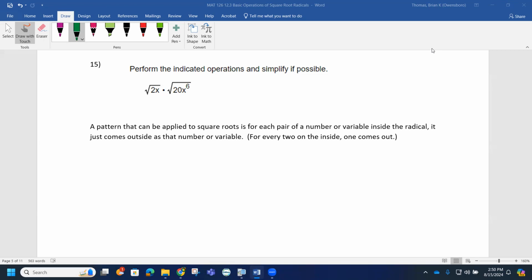So again, perform the indicated operations and simplify as much as possible. So we have the square root of 2x times the square root of 20x to the 6th power. So let's see what we got here. Got a little note here.